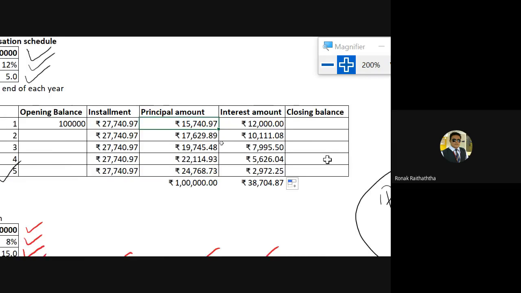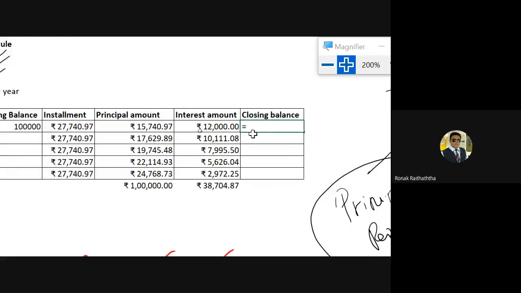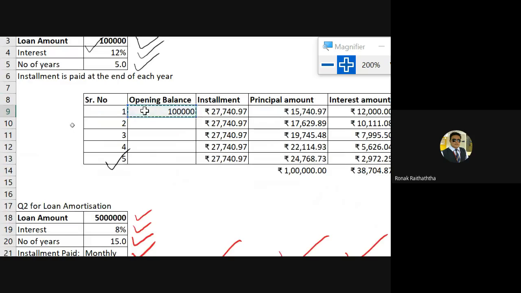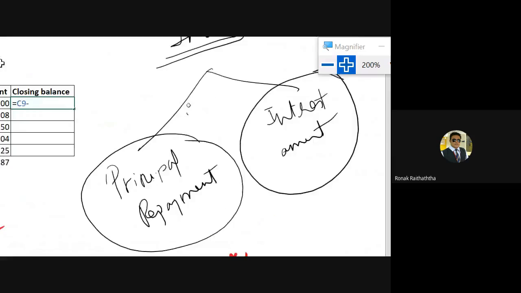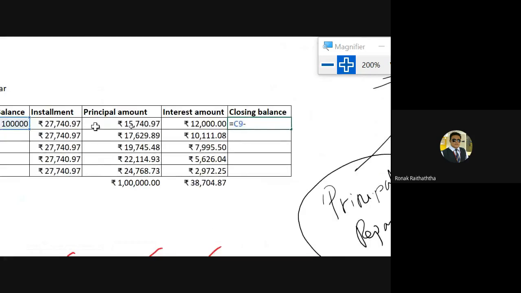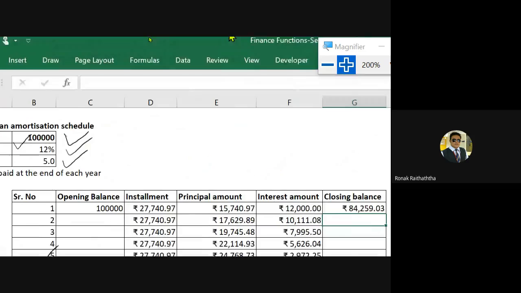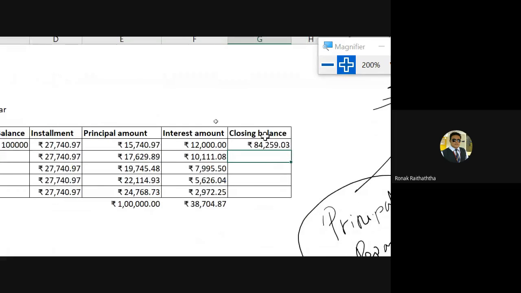So equal to, that formula shall remain same, right? So equal to opening balance. I'm selecting the cell where opening balance is written, minus principal amount, that is C9 minus E9. This is how my syntax should look like. Pressing enter. Now this formula will remain same for all the number of periods.